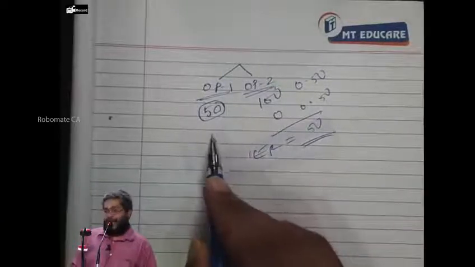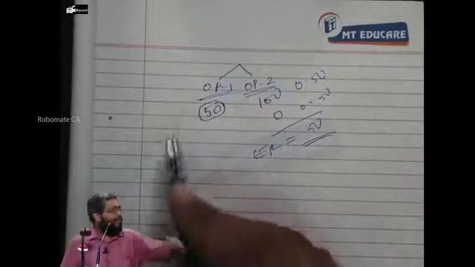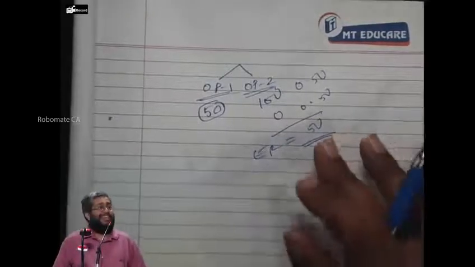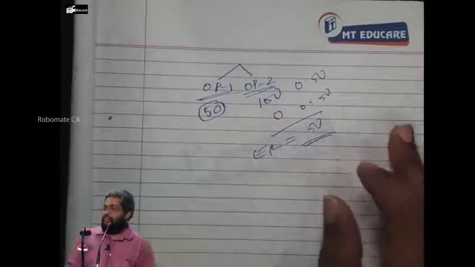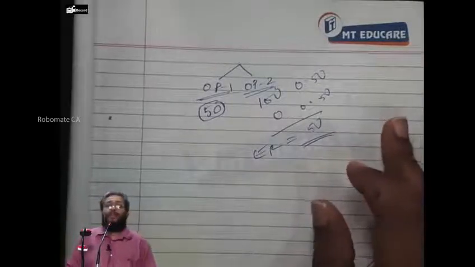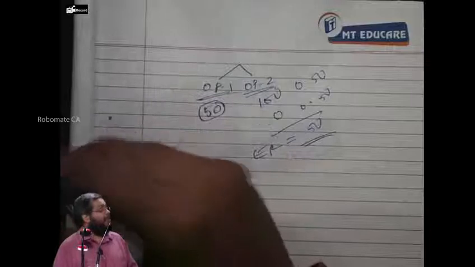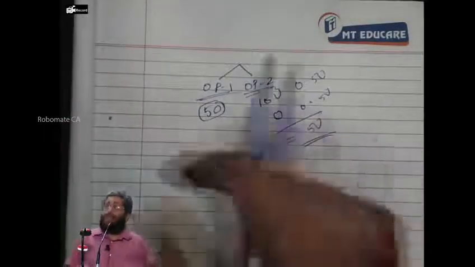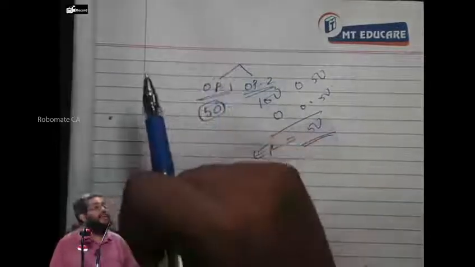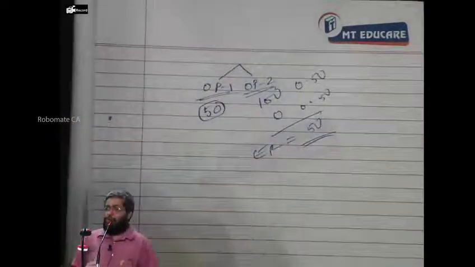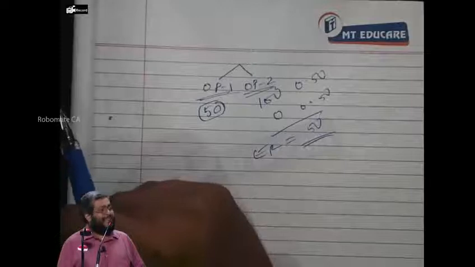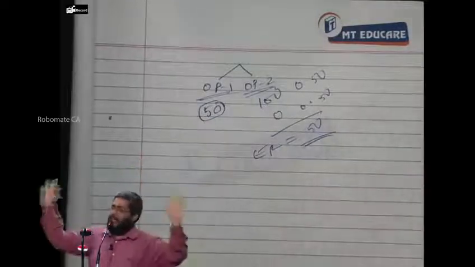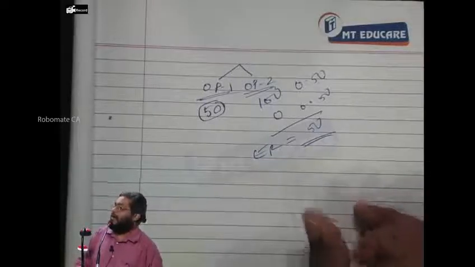I'll go for what? The guaranteed 50, because it has no risk. Right or not? So we are called risk-averse investors. We don't want to take what? Risk. If we want to take risk, we want more return. Are you following what I am saying? So we are all called risk-averse investors. Throughout the world, 99% of investors are risk-averse only. Are you following or not?